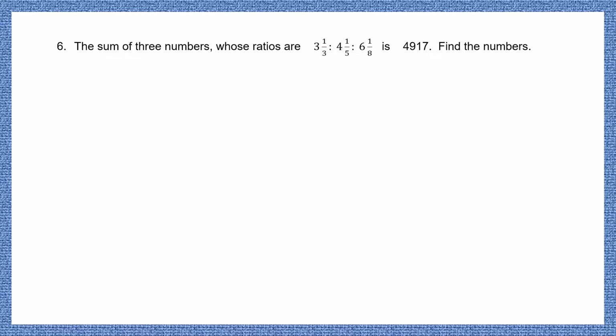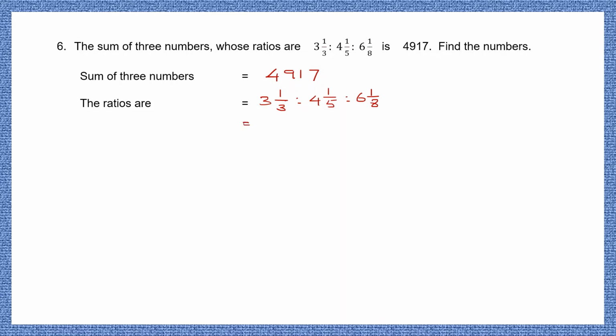Question 6. The sum of three numbers whose ratios are 3 1 by 3 is to 4 1 by 5 is to 6 1 by 8 is 4917. Find those three numbers. So the first statement is the sum of three numbers is 4917. The second statement is the ratios. So let's write down the ratios. 3 1 by 3 is to 4 1 by 5 is to 6 1 by 8.